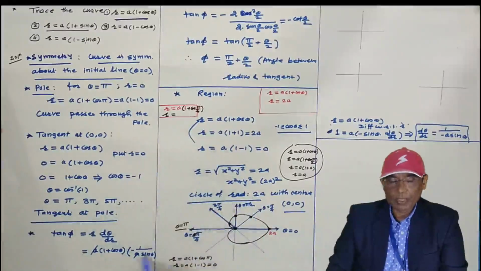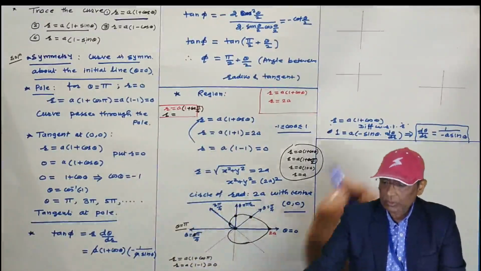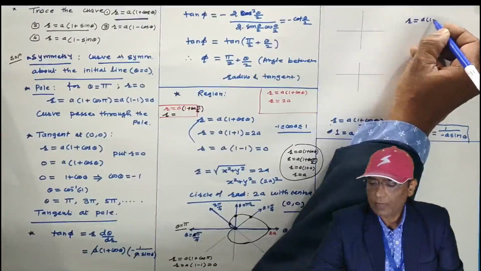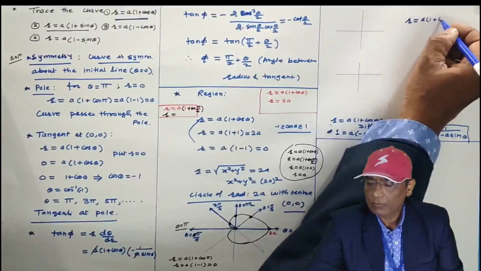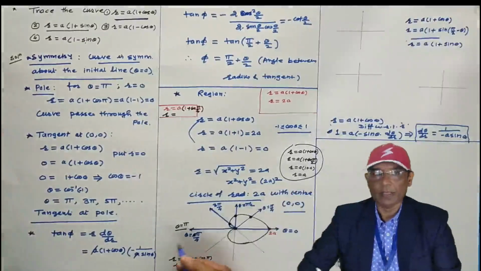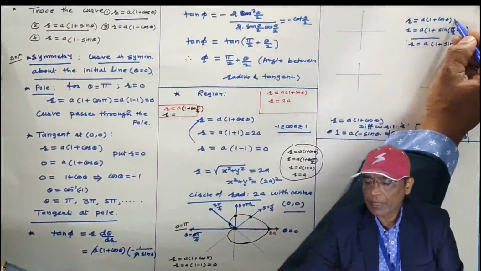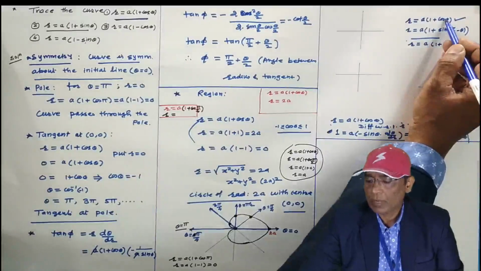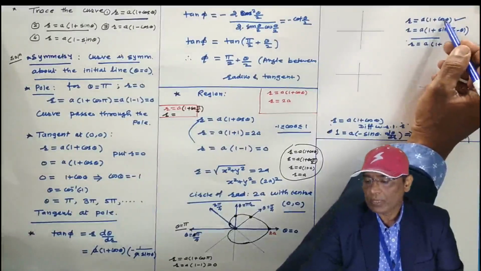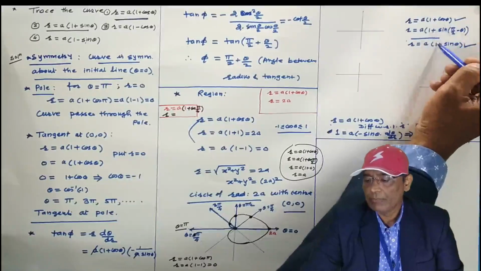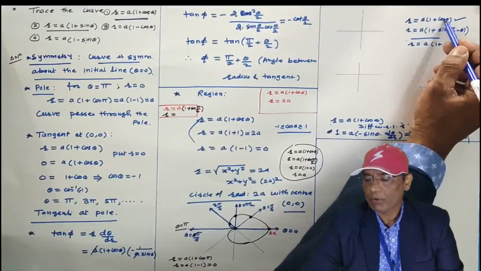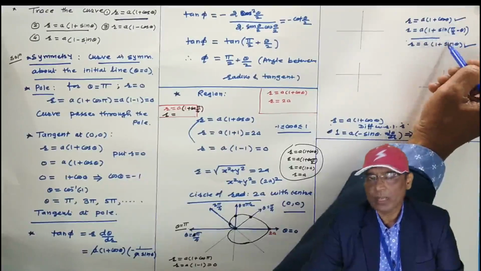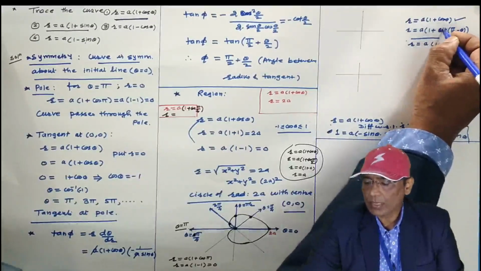And on the basis of this, r is equal to a(1 plus cos theta) is available with you. See here, this curve we have traced. This curve I have to trace now. From this curve, how do I get this curve? What is the only difference between these two? The difference is here we have cos and here we have sine. So you can directly jump from cos to sine. How to jump from cos to sine?